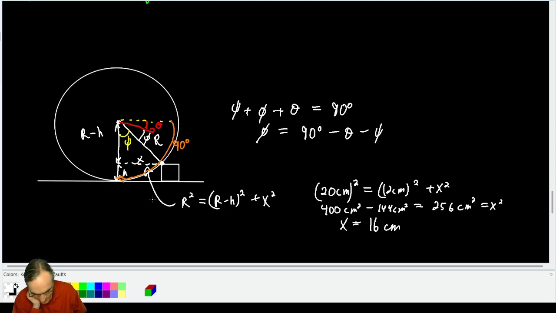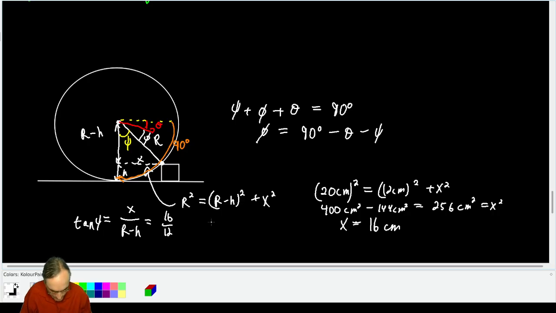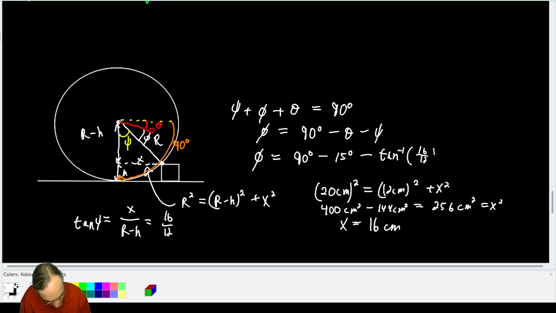And we do have enough to do trigonometry here. So we can do inverse tangent, for instance. That would be inverse tangent of x divided by R minus h, which is going to be 16 over 12. So our angle will be 90 degrees minus 15 degrees minus the inverse tangent of 16 over 12. Let's grab a calculator. So 90 minus 15 minus the inverse tangent of 16/12 is 21.87 degrees. We'll keep an extra digit here.